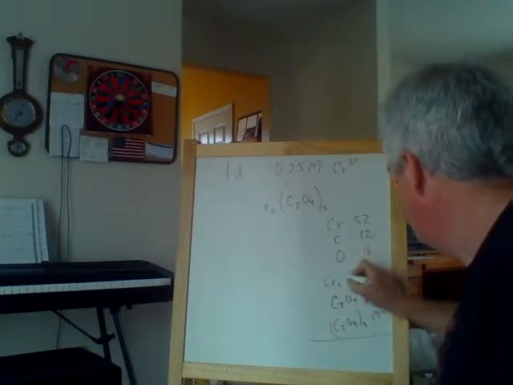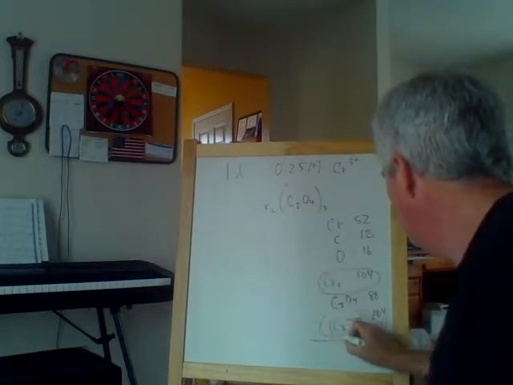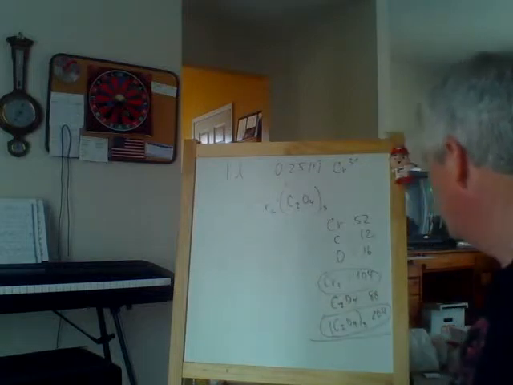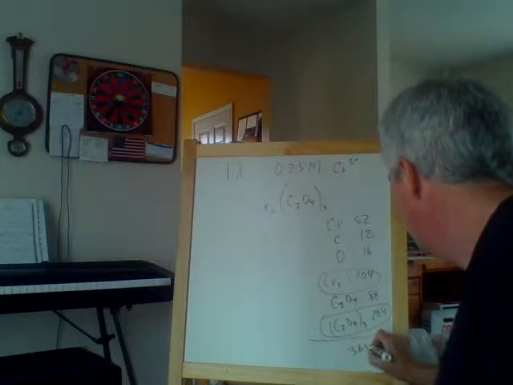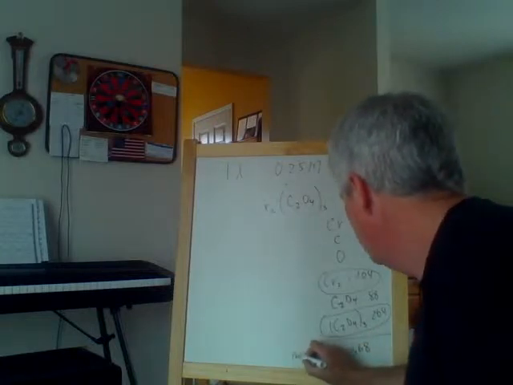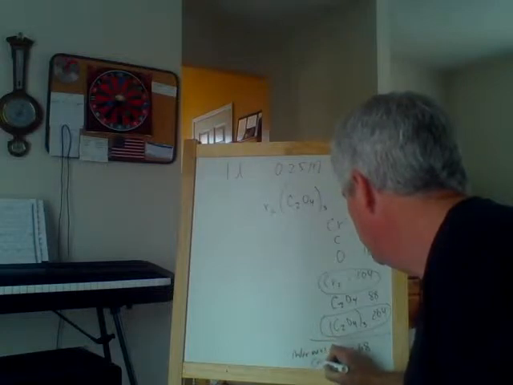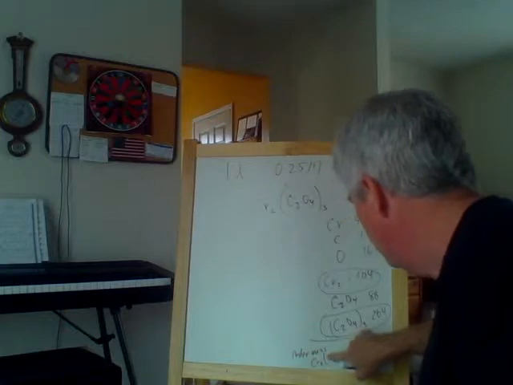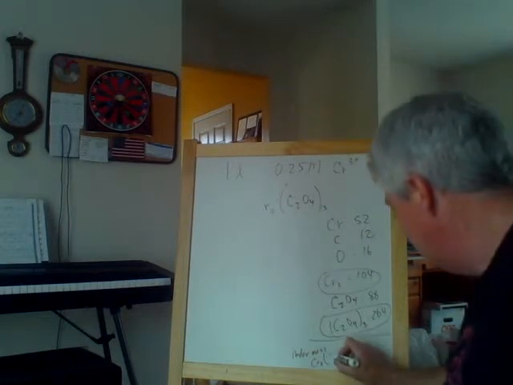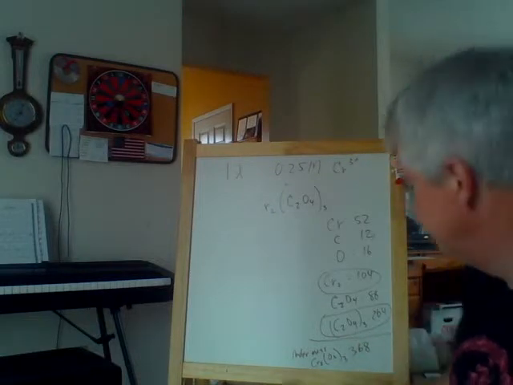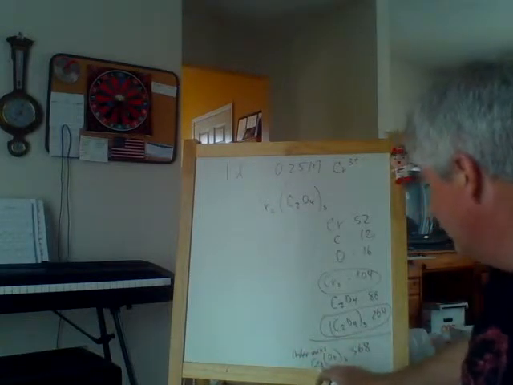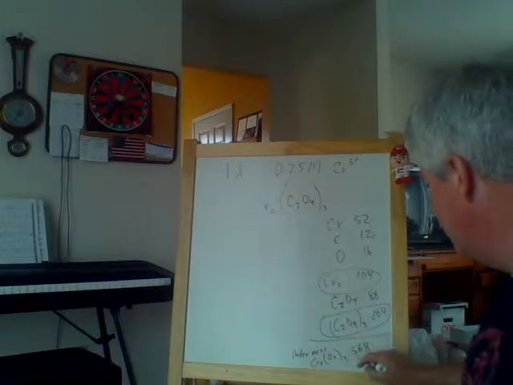And so when you add up the 2 chromiums and the 3 oxalates, you end up with a molar mass of 368. By the way, I'll show you a little shorthand here. A lot of times oxalate is abbreviated as OX. It's just a shorthand abbreviation for oxalate. Okay, so the molar mass of chromic oxalate is 368.